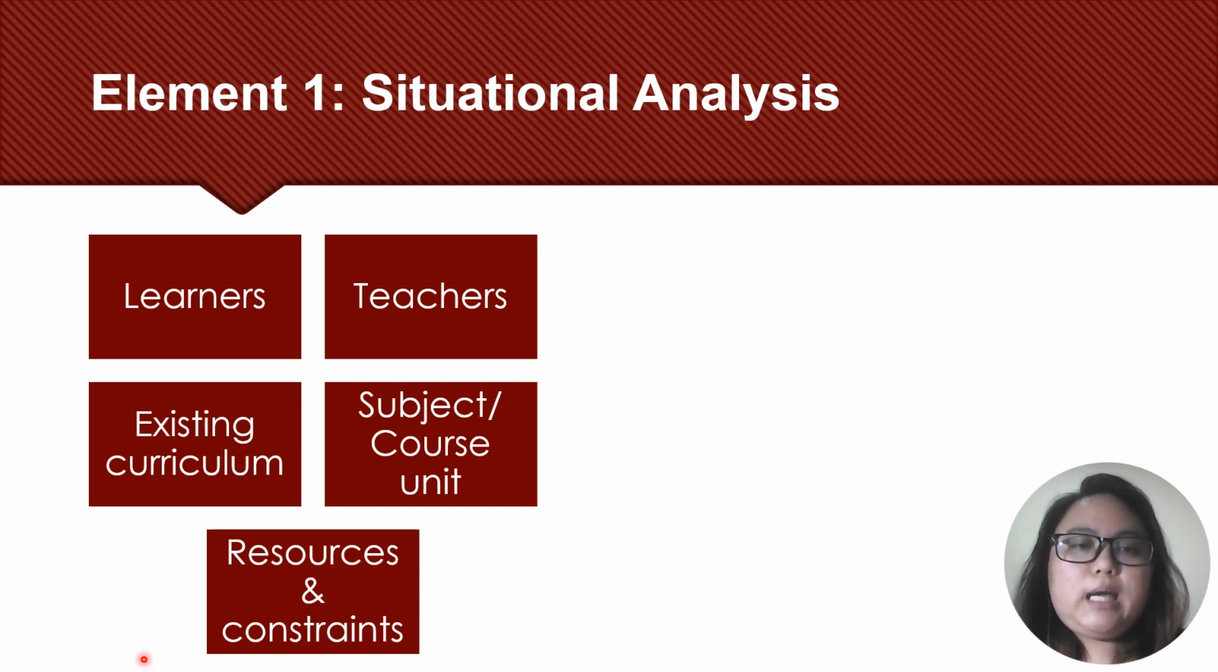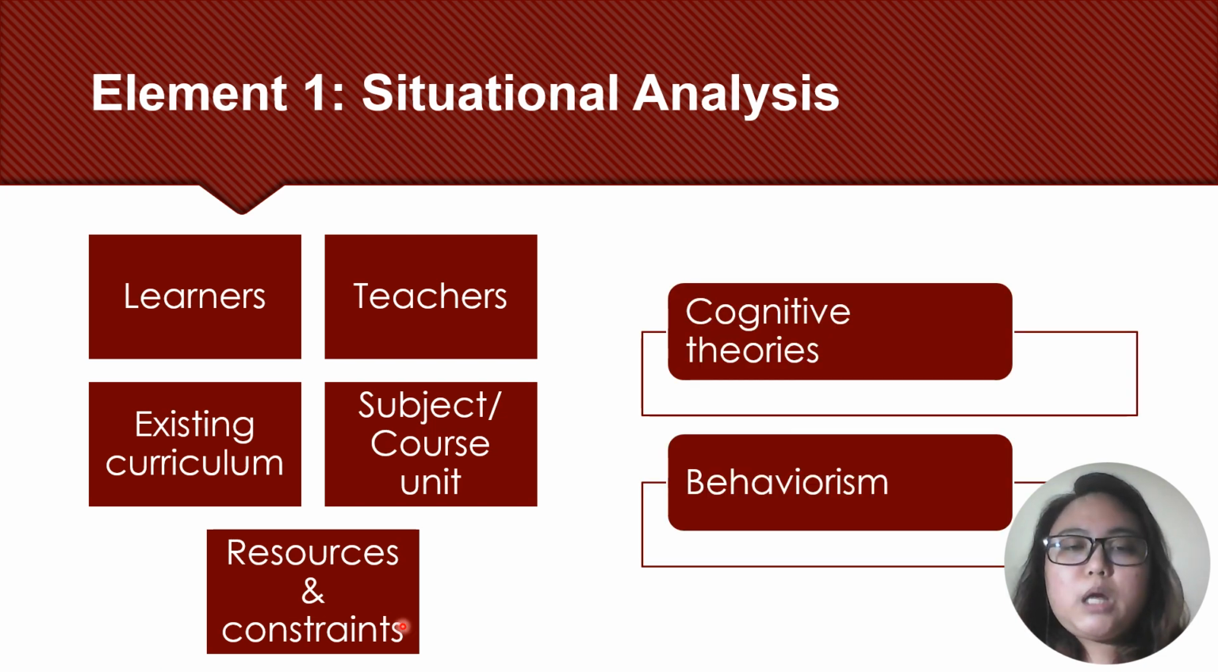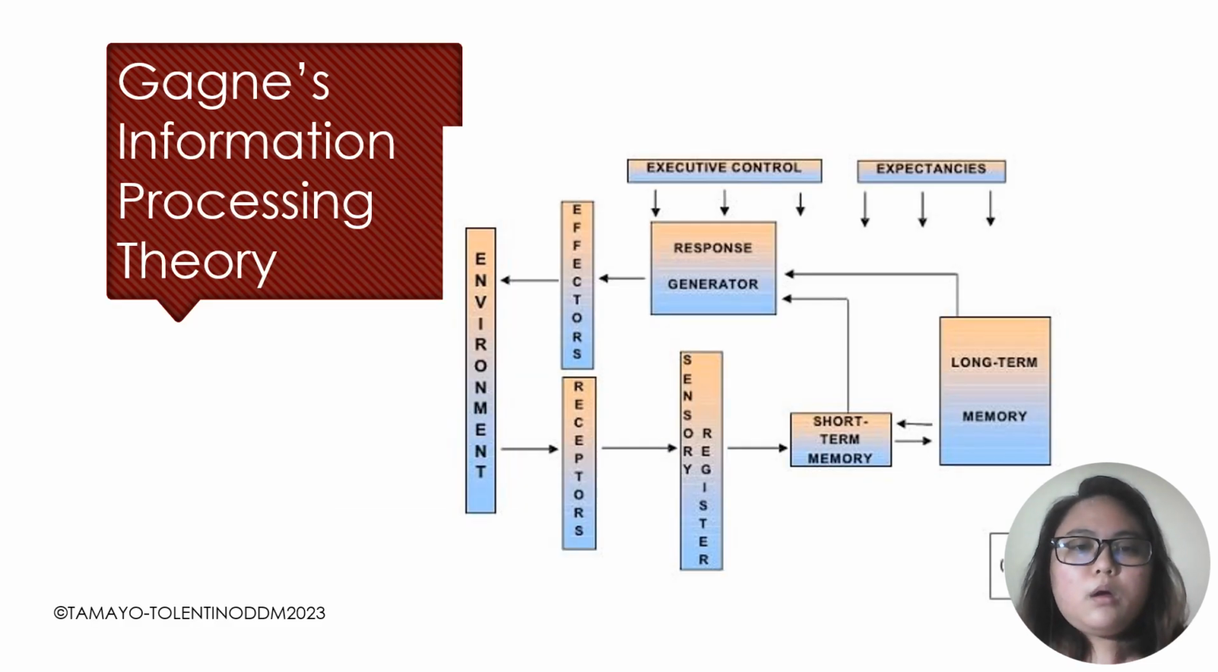Situational analysis is founded on two learning theories, cognitive and behavioral learning theories. One of the most essential contributions of cognitive learning theories is the information processing theory, which tells us that learning is an internal process. It explains the development of cognitive structures and representations that mediate between instruction and learning. So, a simplified version, it goes like this.